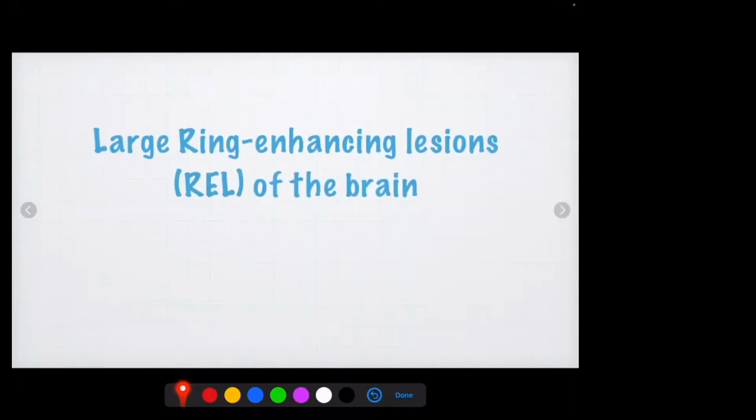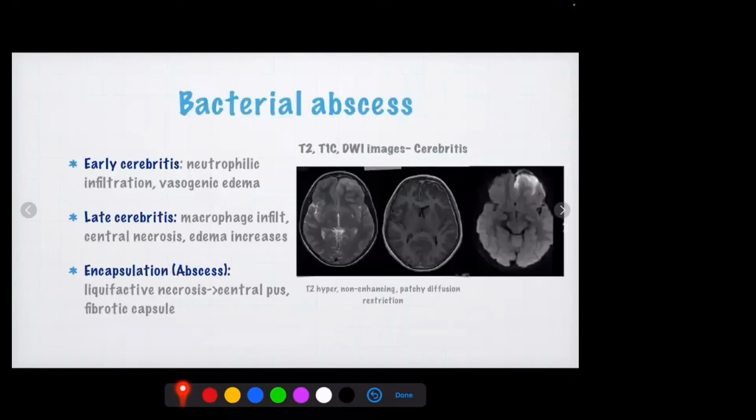So starting with the typical single or a few large ring enhancing lesions, first I'll discuss specifications of the common causes, and then we will compare in brief about the lookalikes. So before radiology, we need to in brief see that the pathology evolves like cerebritis into an abscess, because that's how we can differentiate the different stages of a brain abscess while it's developing.